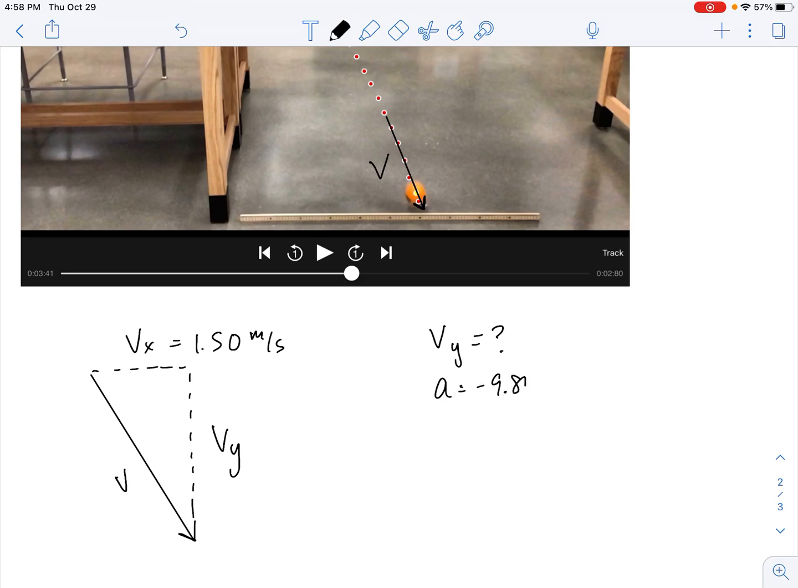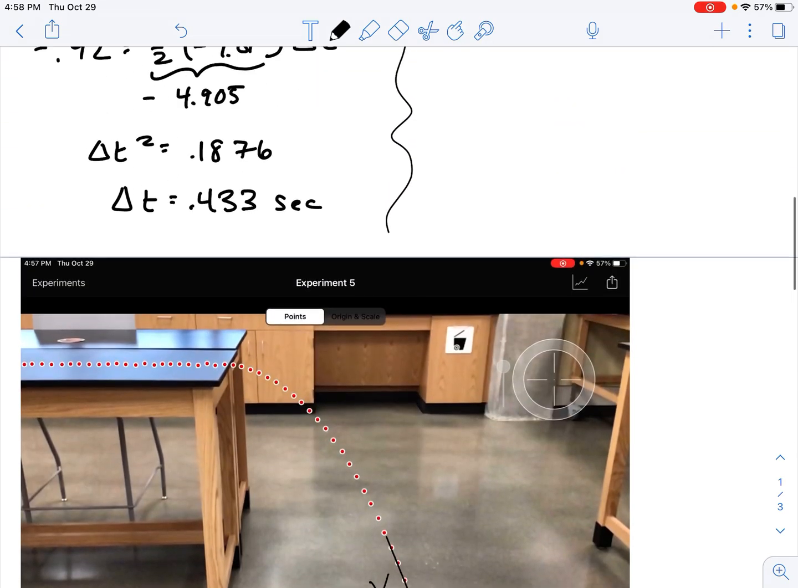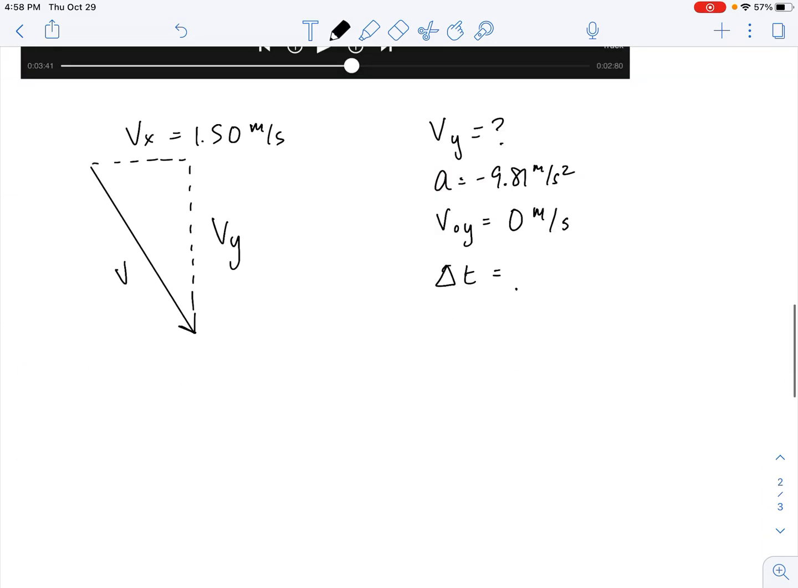Let's look at what we have. We have acceleration is negative 9.81 meters per second squared. The initial vertical velocity of the ball is 0 meters per second. And we also have the time that the ball was in the air. We calculated 0.433 seconds. So we can solve for the final vertical velocity of the ball with a kinematic equation.